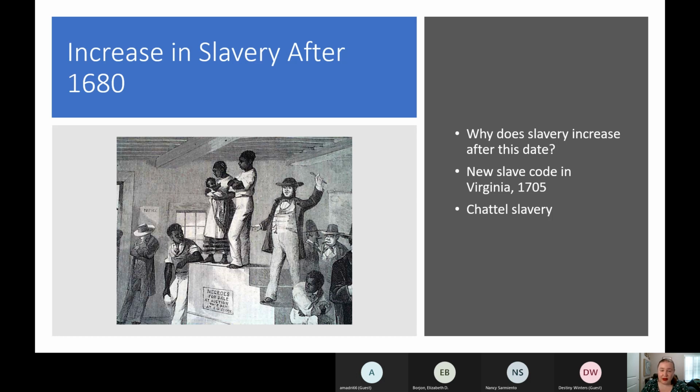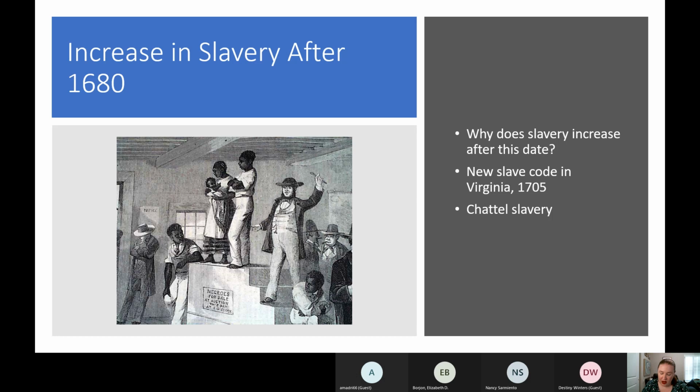At the time Virginia passed this, only about 10% of Virginia's population is enslaved. By the time we get to 1750, half of Virginia's population is going to be enslaved. Okay, so slavery grows. There's still free Africans who exist in Virginia, but laws are passed to restrict them too.